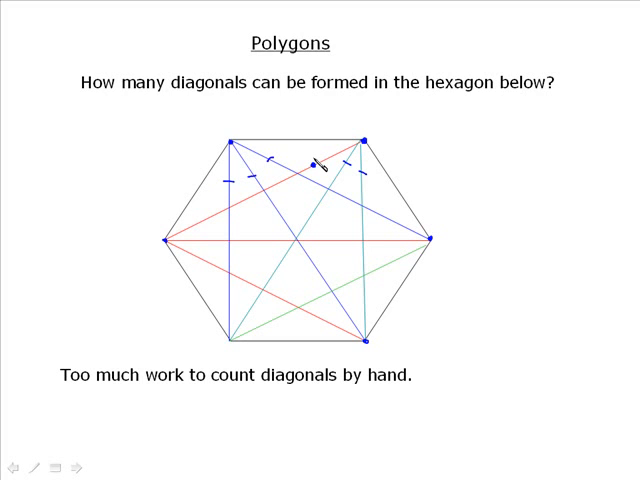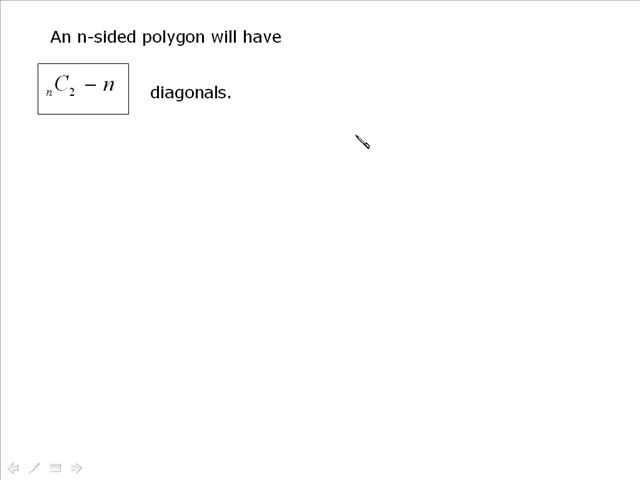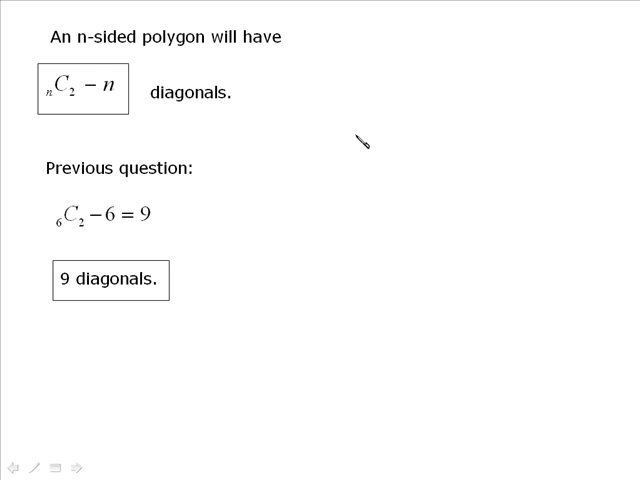So the way we do it is with combinations, by thinking again that we're just forming a little group, a little combination of 2, and order doesn't matter. You connecting this one to this one is no different than you going the other direction. So the formula goes like this: n choose 2 minus n for an n-sided polygon. So you always subtract away the number of sides. And if you go back to that previous question then, you would get 6 choose 2 minus 6. And if you drive that through your calculator, you will get 9 diagonals.